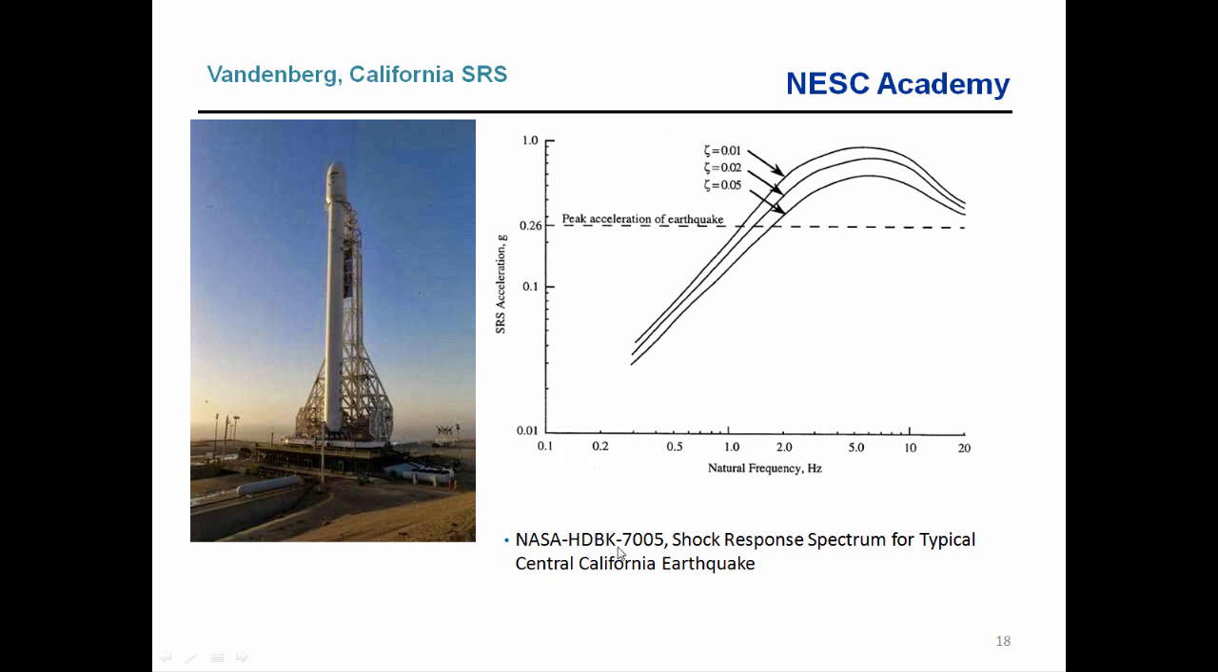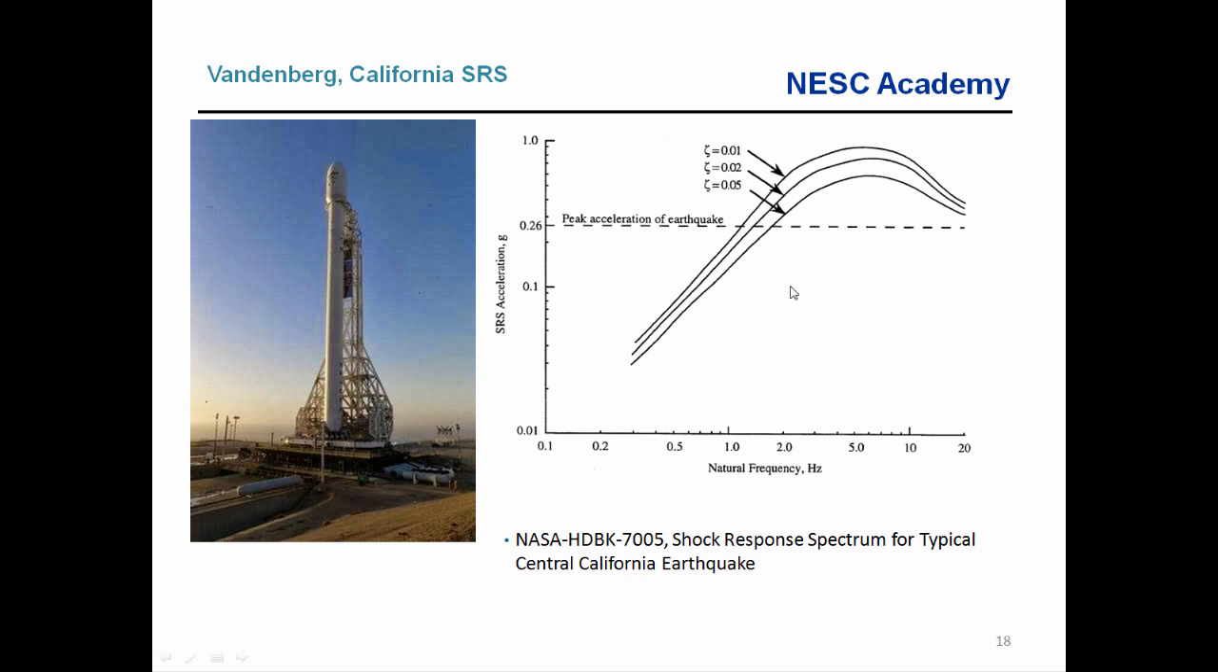So there is a NASA handbook, 7005, that actually gives a shock response spectrum for typical Central California earthquakes. We have acceleration in G along the y-axis and natural frequency in hertz along the x-axis. In this case, we have a family of 3 curves with the respective damping values. You could call these the viscous damping ratios or the modal damping ratios. Depending on what the damping is, we can pick off the appropriate SRS curve.